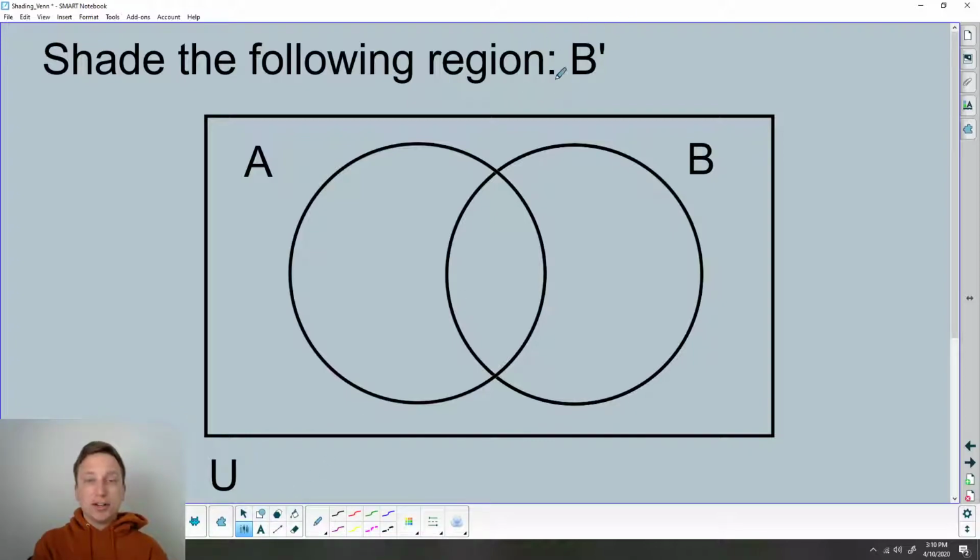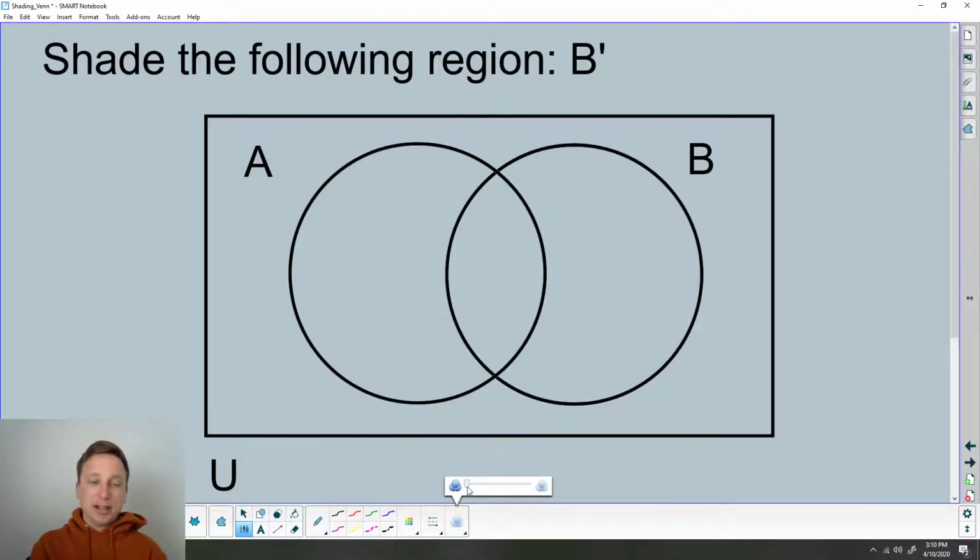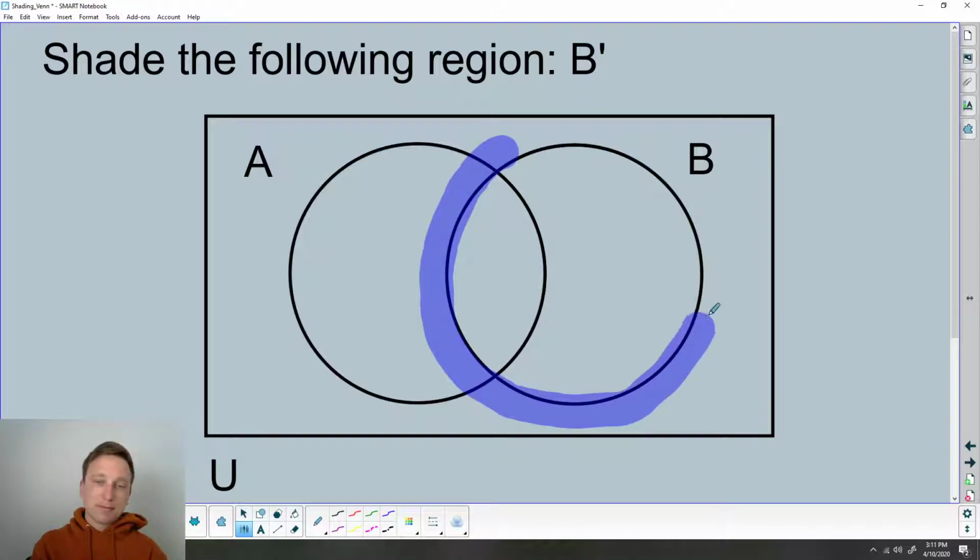So as a reminder, we consider set B, and the complement is everything that is not in front of this apostrophe or this complement symbol. So if I want to shade B complement, well, I think to myself, where's B? Well, here's set B. I'm going to outline it this time. And if we want everything that's not B, basically, this can also be notated as not B. I want to shade everything outside of that region.